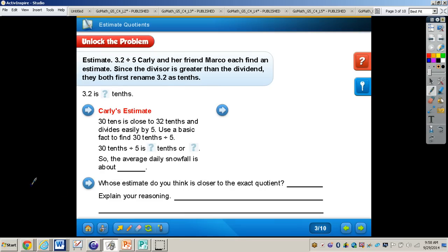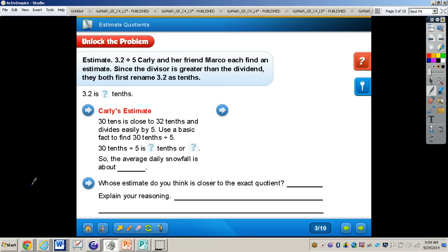It says Carmen likes to ski. The ski resort where she goes to ski got 3 2/10 feet of snow during a 5-day period. The average daily snowfall for a given number of days is the quotient of the total amount of snowfall and the number of days. Estimate the average daily snowfall. Now it says you can estimate decimal quotients by using compatible numbers. When choosing compatible numbers, you can look at the whole number part of the decimal dividend or rename the decimal dividend as tenths or hundredths.